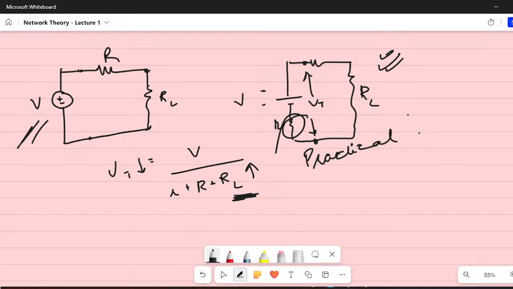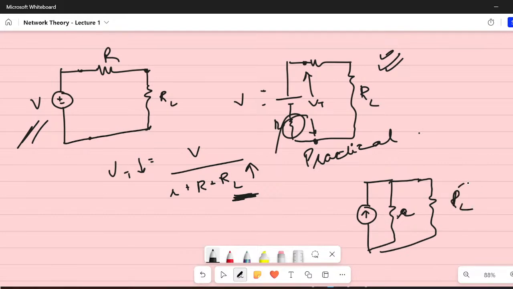Similarly, we can say for an ideal current source also. An ideal current source would have, not zero, infinite internal parallel resistance, right? And it would be independent of the load resistance. The current which it is delivering would be independent of the load. Otherwise, in case it is practical, it would depend on the load resistance.